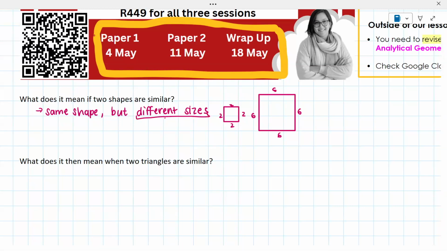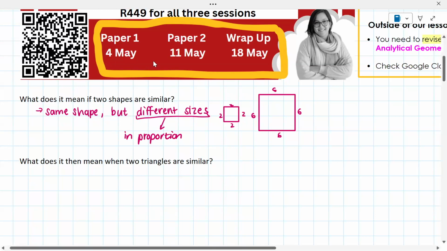When we say different sizes, really importantly, they are still in proportion with each other. So I can't just have one side length being doubled, the other tripled, the other half. They all have to be following the same sort of logic, the same proportion application to their actual length. So that's what it means when shapes are similar.